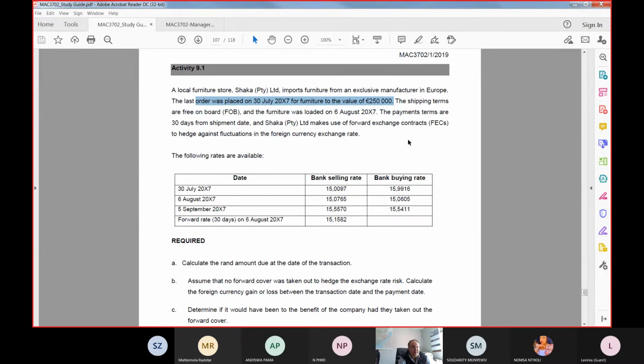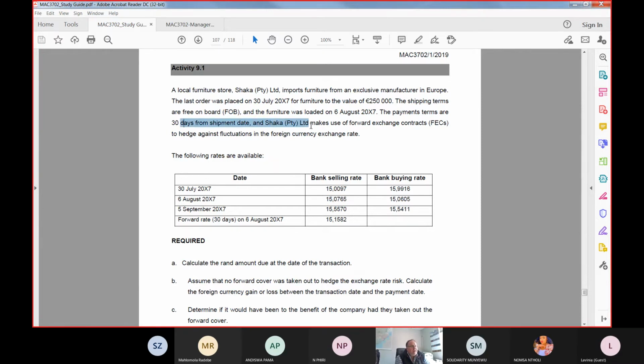FOB. So, for example, the cost price of the stock will be valued at 15.0765. Bank selling rate, not buying rate, because we are buying US dollars or euros in this case, so they are selling US dollars to us. So it's not the buying rate because we are buying. That is the bank. So we, as individuals buying foreign currency, pay a selling rate to us.